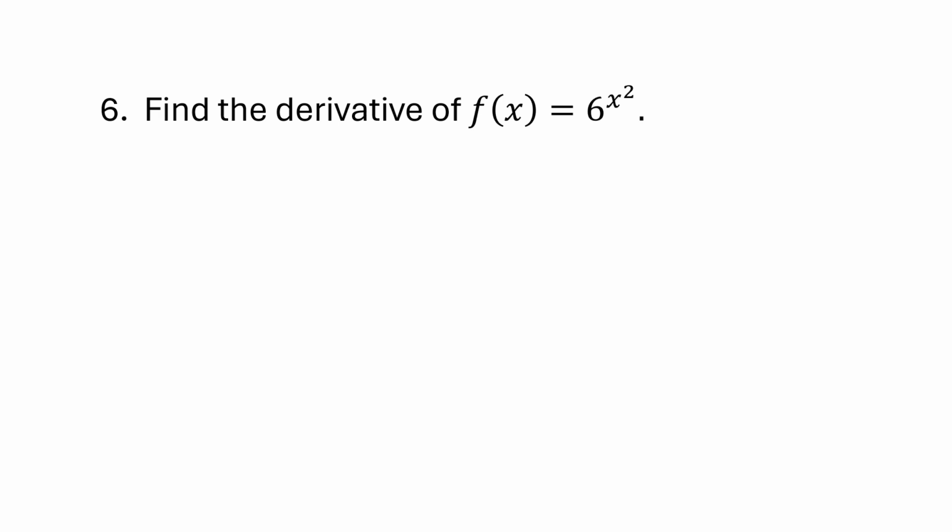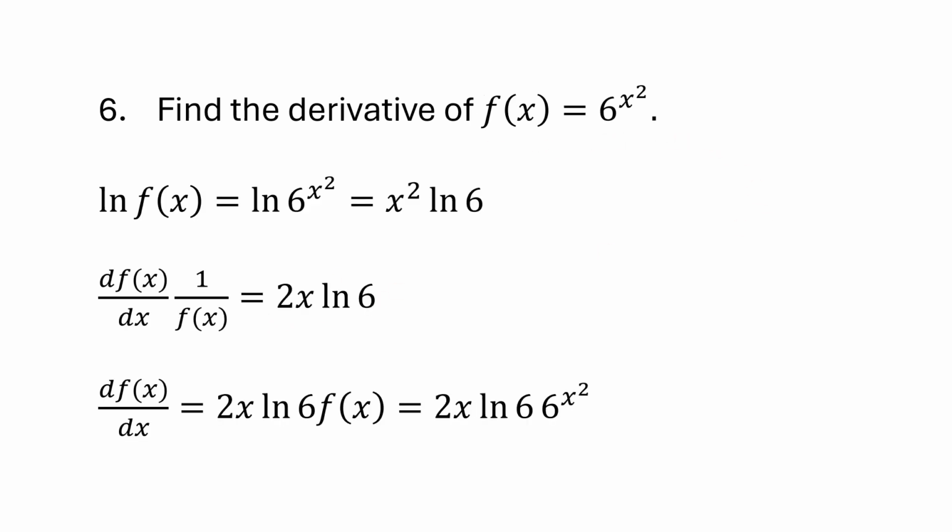Find the derivative of 6 to the x squared. This is actually going to involve implicit differentiation. We never know what form we're going to have to use out of all the rules. So for this type of function, we would take the logarithm of each side. The log of f of x is the log of 6 to the x squared. A rule of logarithms allows us to take the exponent, x squared, and make it a multiplier of the log 6. So we have to use the rules of logarithms.